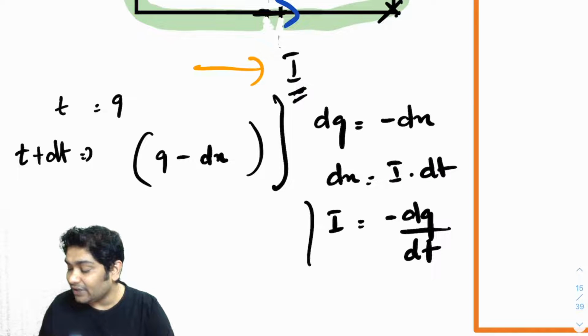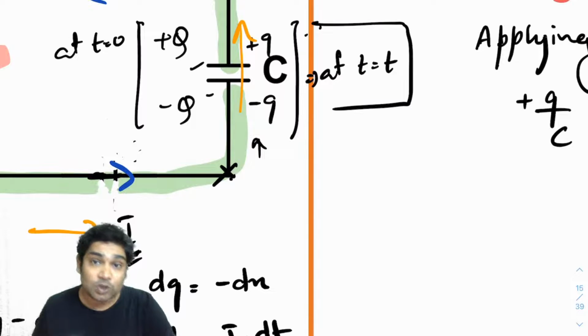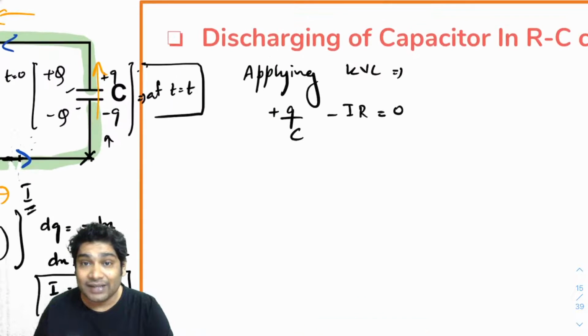Why is there a negative sign here? The negative sign is here because this charge is getting reduced by a positive current. If the current is positive, then this charge is actually reducing. Okay, that is why you will have a minus sign here.